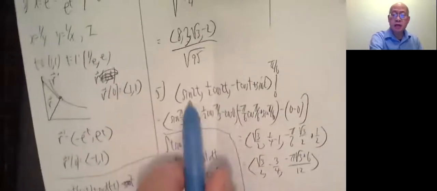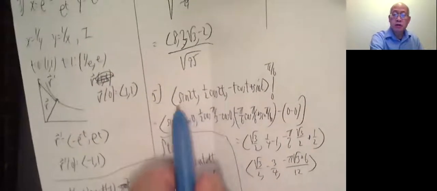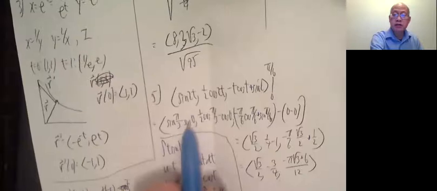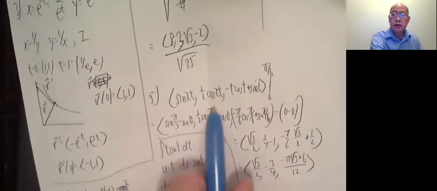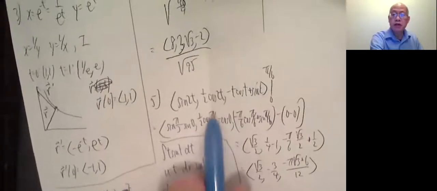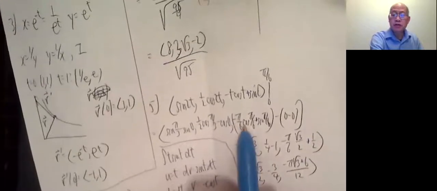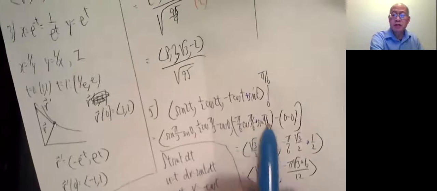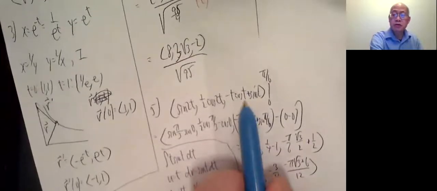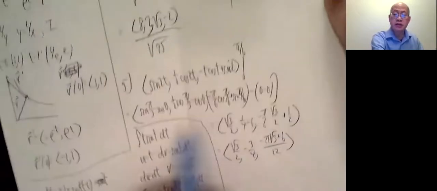Okay, plug in pi over 6 and plug in 0. So sine of pi over 3 minus sine of 0. And the middle one is 1/2 cosine pi over 3 minus cosine of 0. And minus pi over 6 cosine pi over 6 plus sine pi over 6, minus 0 plus sine of 0, which is 0. So that's nothing there.